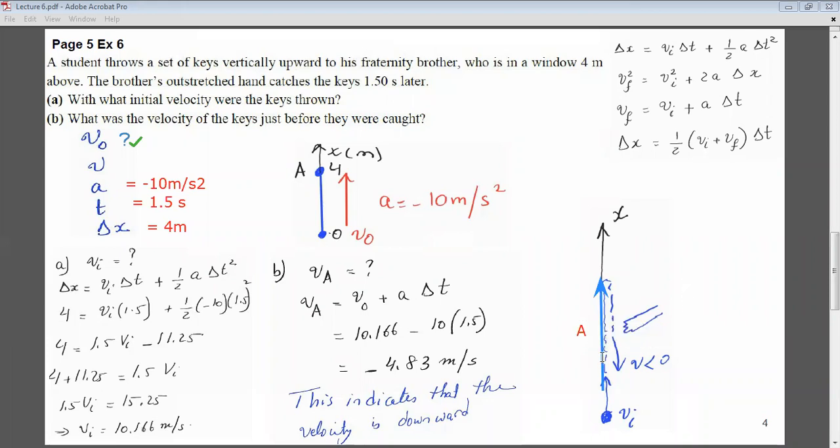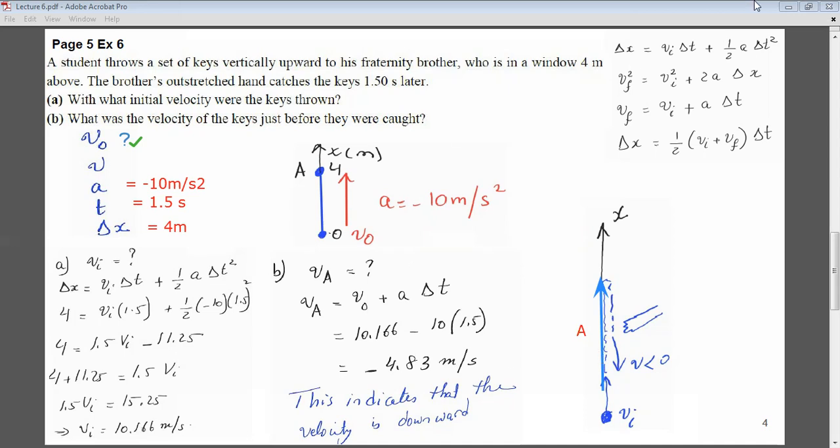So let's again just think about the exercise. I'm on the ground, and I throw the keys upward to my brother who is at the window. And he caught it after some time, and I get how much the velocity is when he caught it, and this is telling me that he caught it when the keys were falling down. So he missed it when it went up. He caught it on its way down. So if I get a negative velocity in these exercises, it means the ball, or the particle, or the keys, was going downward. So there is nothing wrong here.